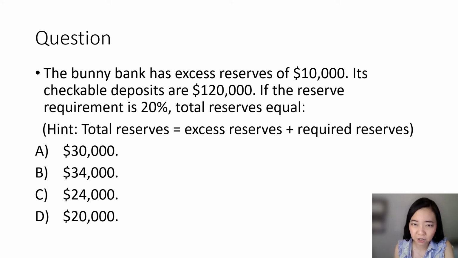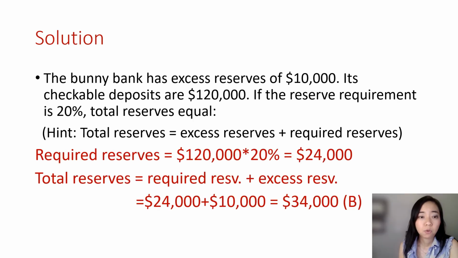So let's first calculate the required reserves. Required reserves is equal to $120,000 times 20%. That gives you $24,000. So our total reserves will be equal to required reserves of 24,000 plus excess reserves that's given in the question, 10,000. So our total reserves will be equal to $34,000. And the answer is B.